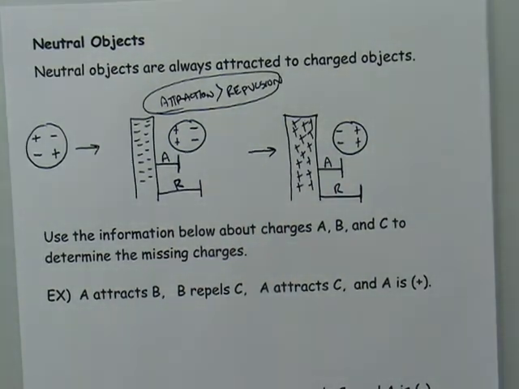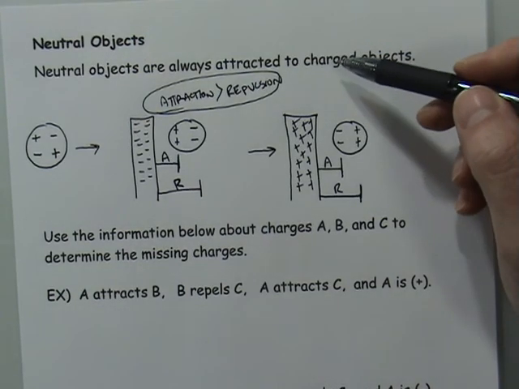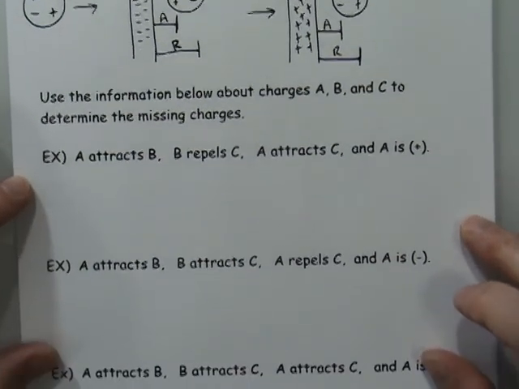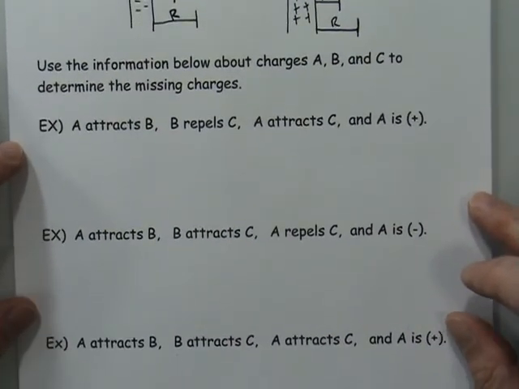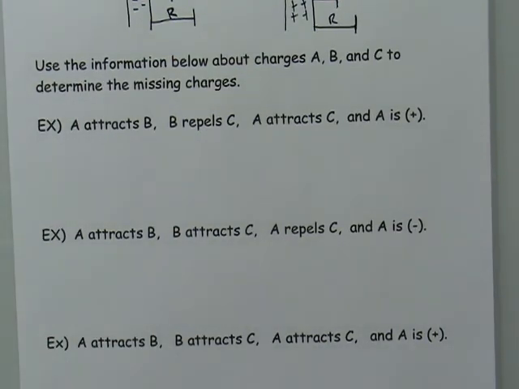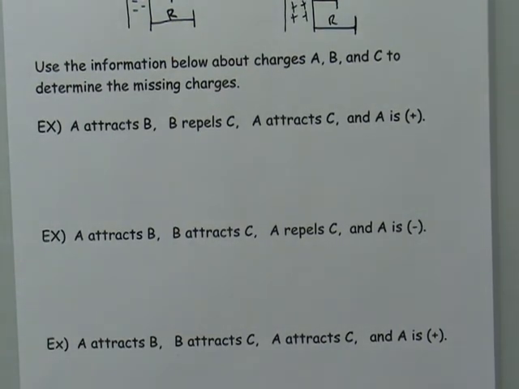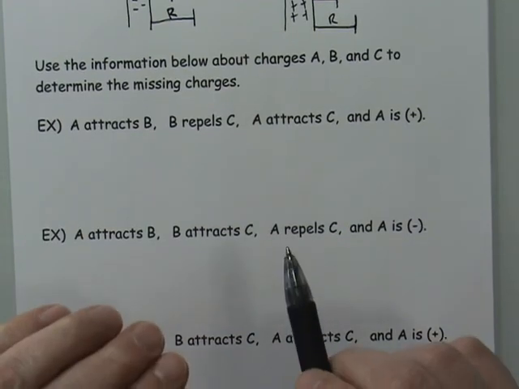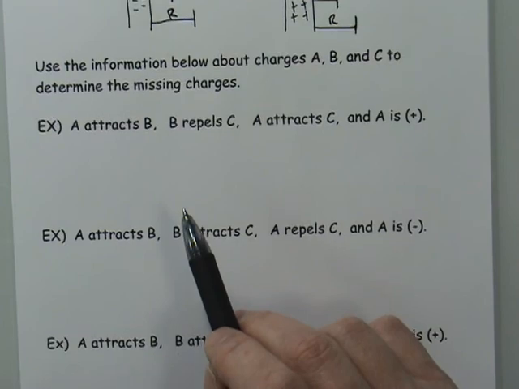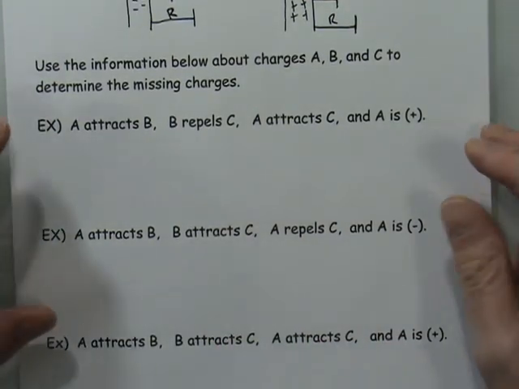Now, let's take a look at some example problems of how this idea of neutral objects always being attracted to charged objects creates a little bit of a problem when you're trying to figure out what charges objects have. So we're going to look at 3 different situations. Each one will get successively more complex, more challenging, more difficult to figure out. And one of the things we're going to want to do is, if it's possible that there's more than one type of charge, identify that that is a possibility.